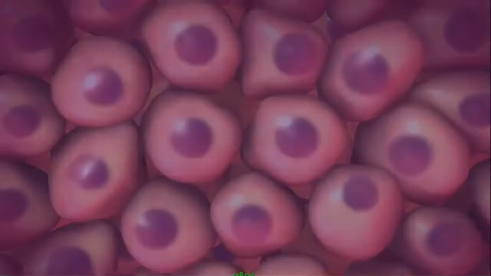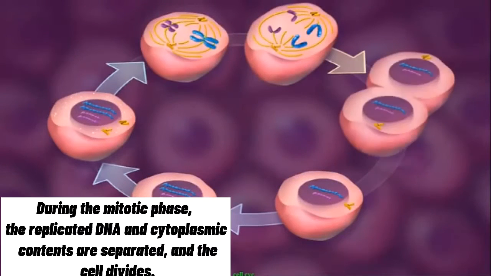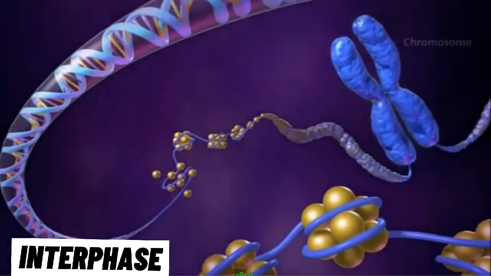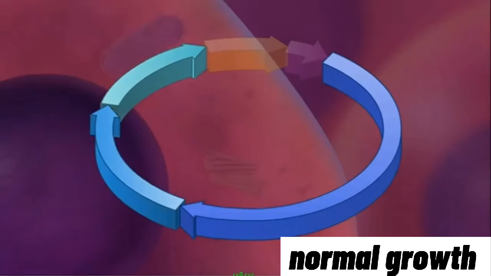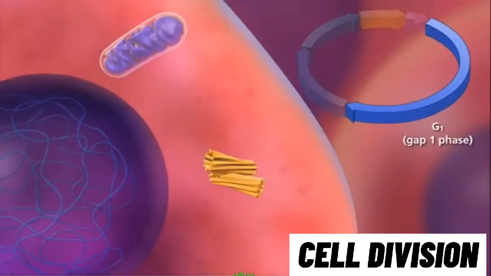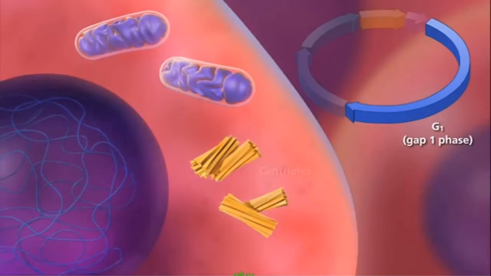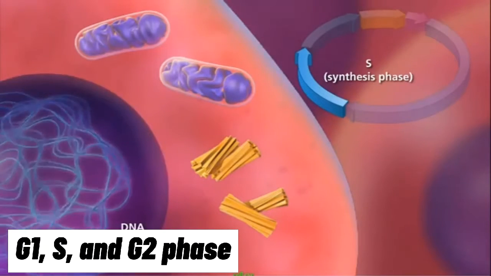The cell cycle has two major phases, the interphase and the mitotic phase. During the mitotic phase, the replicated DNA and cytoplasmic contents are separated and the cell divides, according to Belardo in 2016. During interphase, the cell undergoes normal growth processes while also preparing for cell division. In order for a cell to move from interphase into the mitotic phase, many internal and external conditions must be met. The three stages of interphase are the G1, S, and G2.